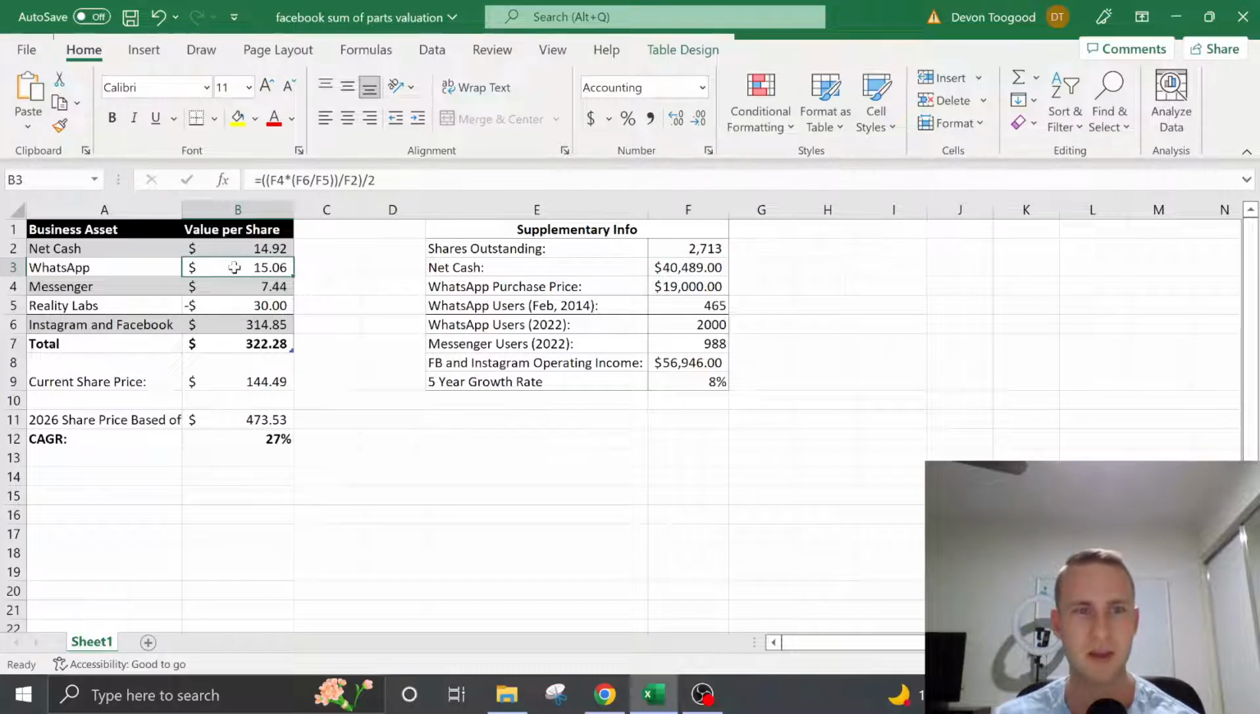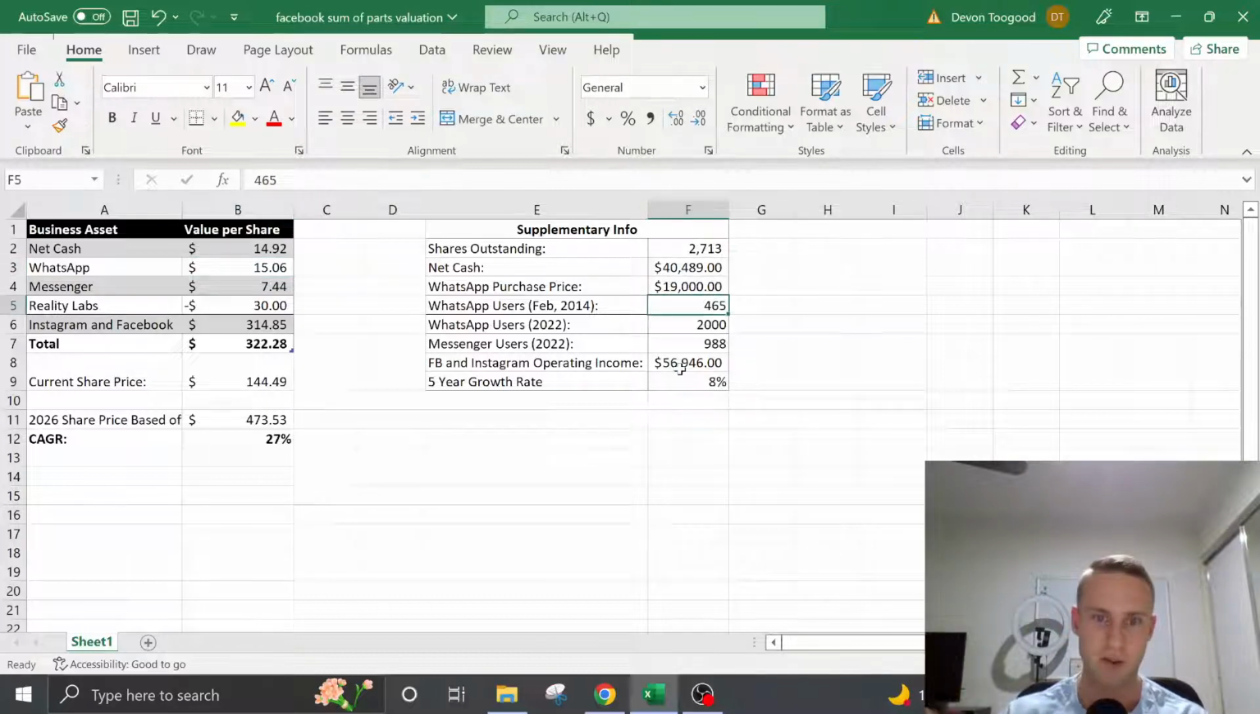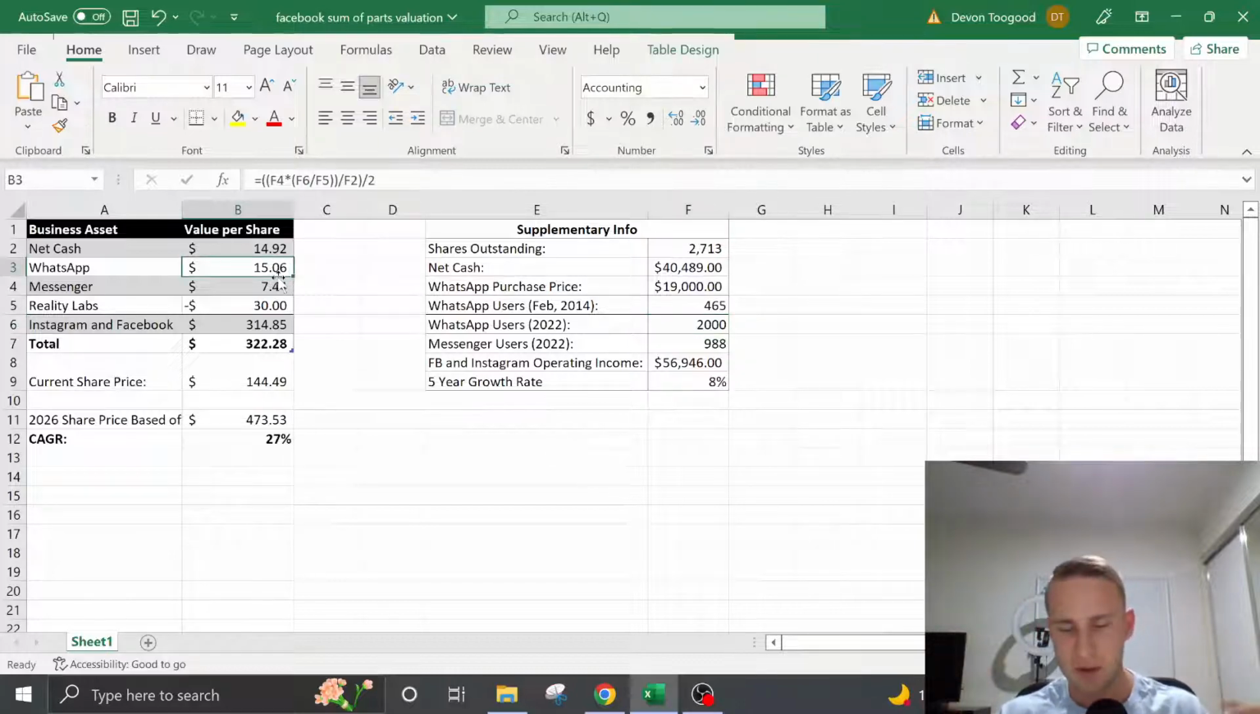This gives us a cash value per share of $14.92. Now, what about WhatsApp? I've valued WhatsApp here at about $15 per share. How did I do this? Back in 2014, Facebook, which is called Meta now, purchased WhatsApp for $19 billion, and at the time WhatsApp had 465 million users. Fast forward to 2022, WhatsApp has 2 billion users. So I've extrapolated the price paid per user to 2022 numbers. You're probably thinking this is a bit unrealistic, and I agree. So to be conservative, I divided this number by 2.